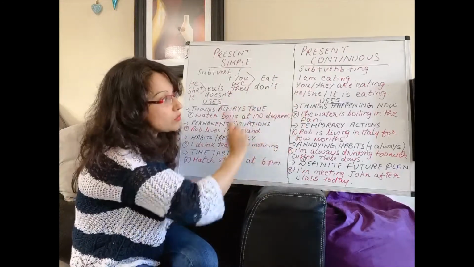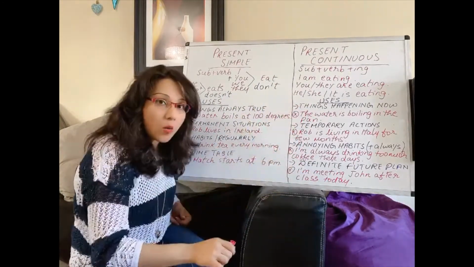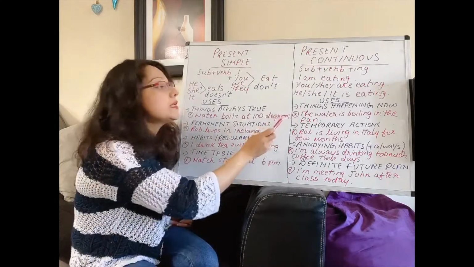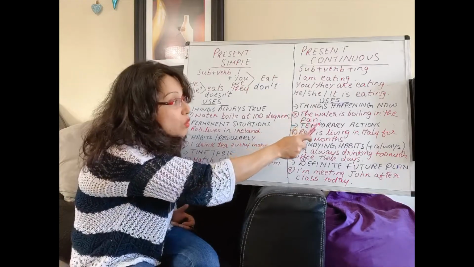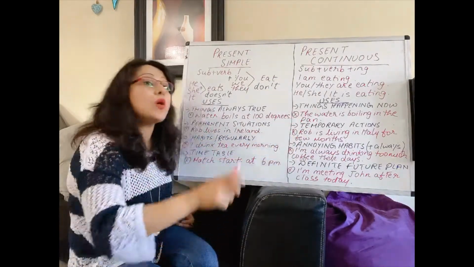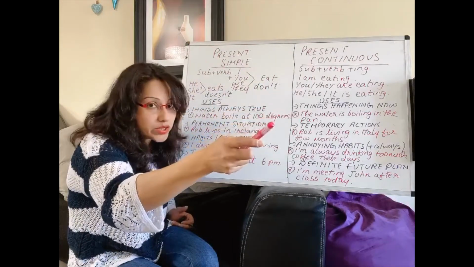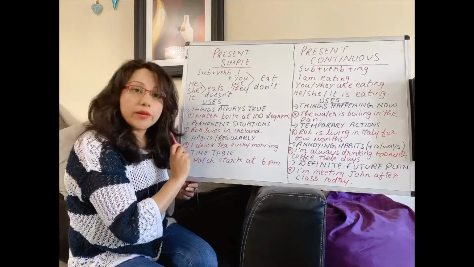Now looking at the difference with present continuous, things happening now. Like I said, present continuous is a temporary action. So the water is boiling in the pan this moment. At this moment water is boiling, but it won't keep on boiling. So, temporary action.